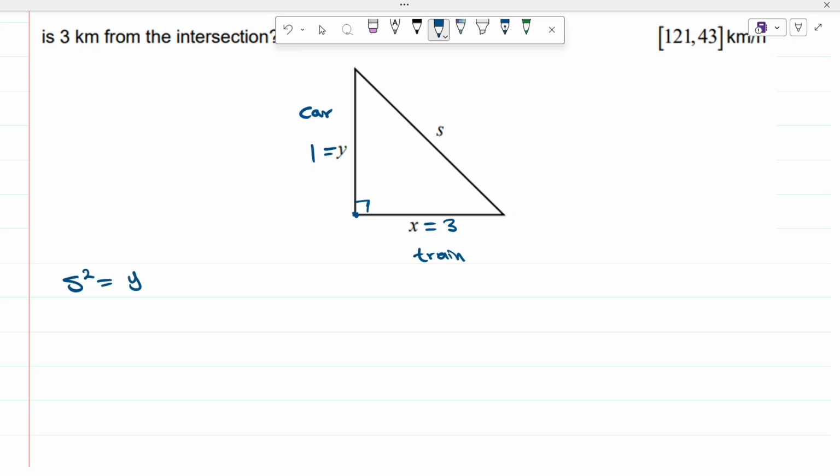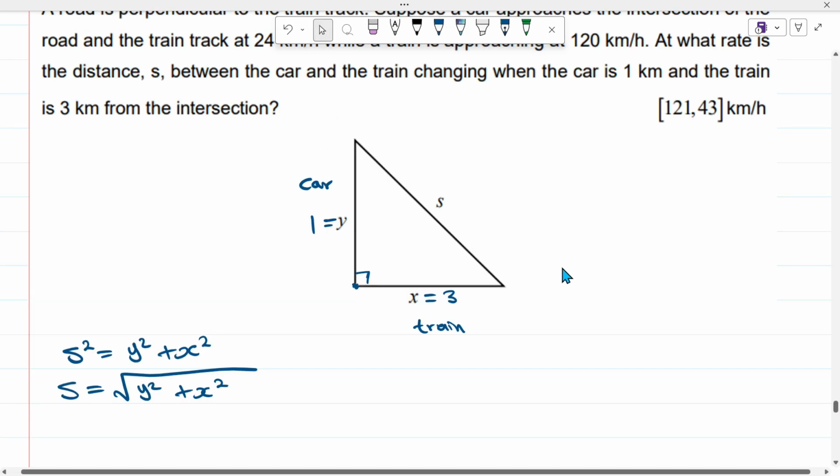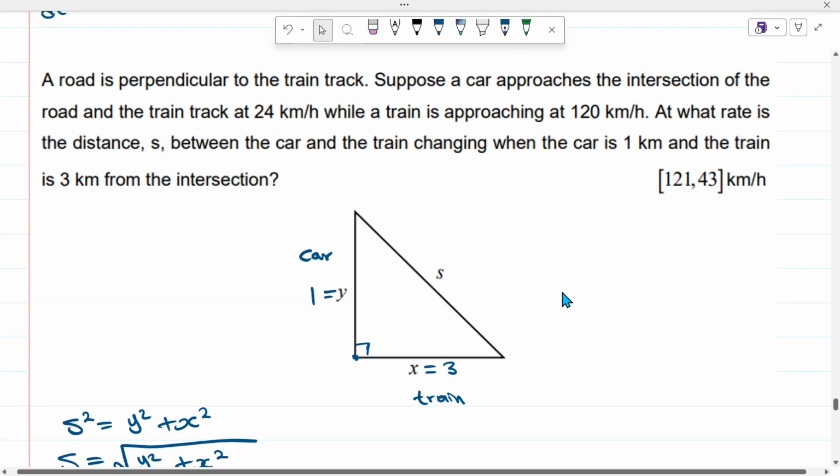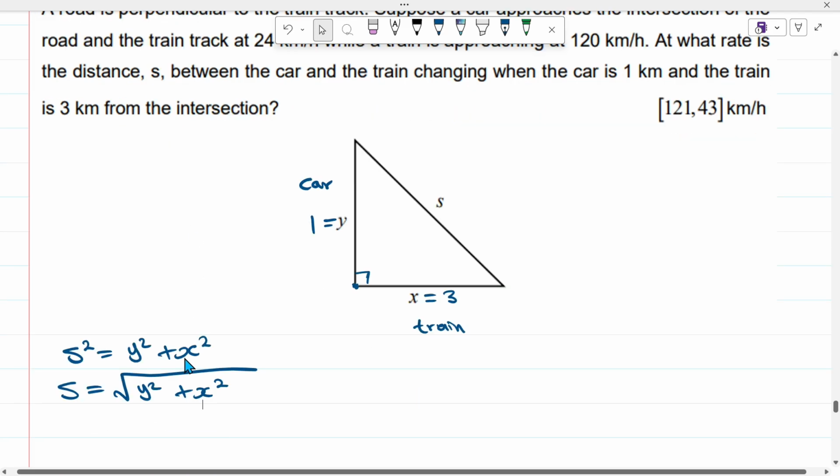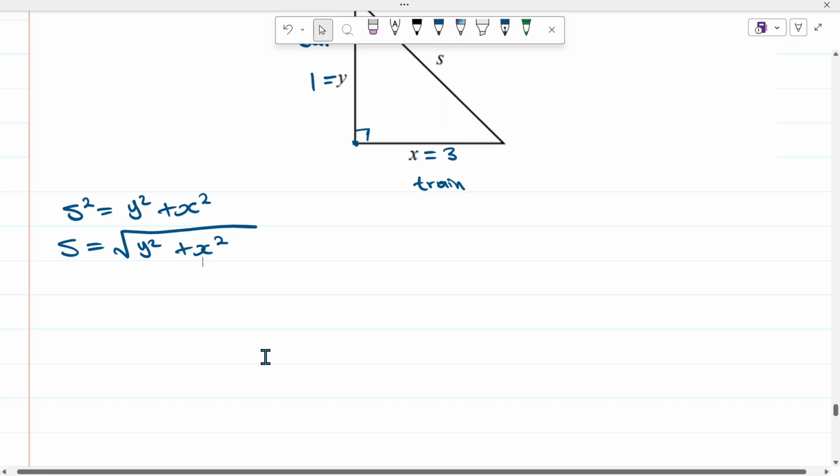Is equivalent to y squared plus x squared, just like that. And then if we solve for s here, we'll get that s is equivalent to the square root of y squared plus x squared. Then, this question is a rate of change question. So we should solve it like a rate of change question, because they said what is the rate of the distance s. So we should calculate the rate at which s changes with time.